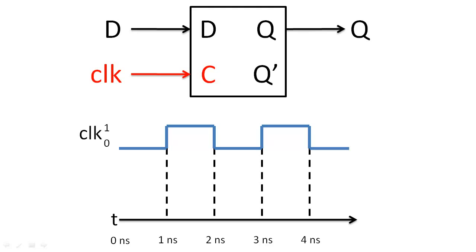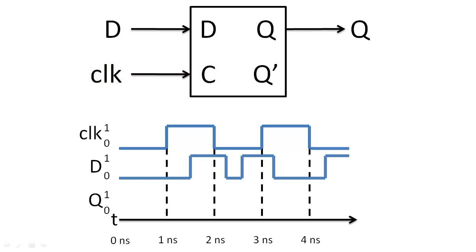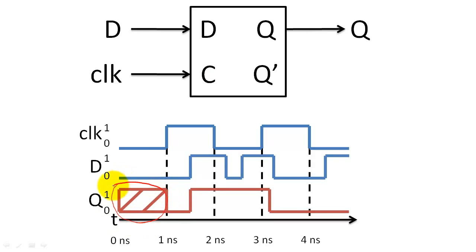For example, suppose that the data input has the following waveform, and we want to determine the state of the D latch. Initially, we do not know the state of the latch, but whenever the clock is 1, the latch can change the state, and the latch's state will equal the data input. Whenever the clock is 0, the latch will hold its state constant and ignore the data input.